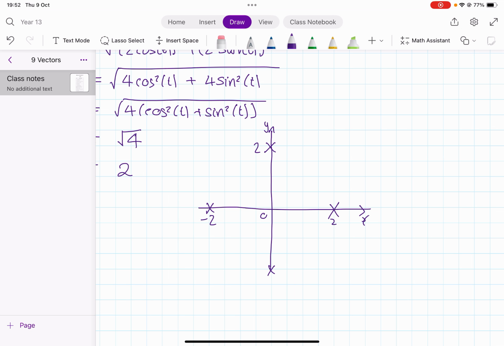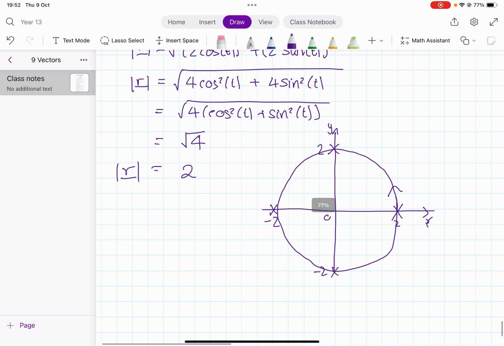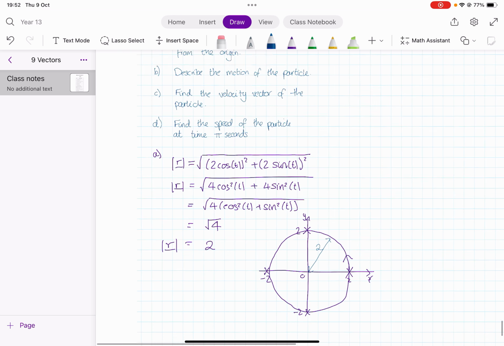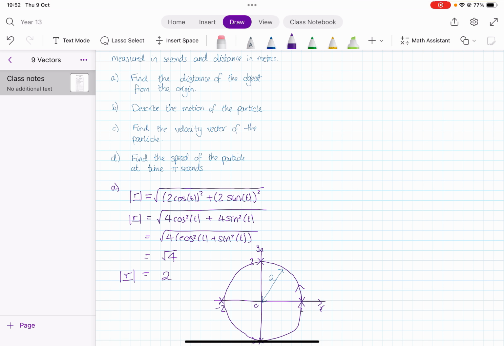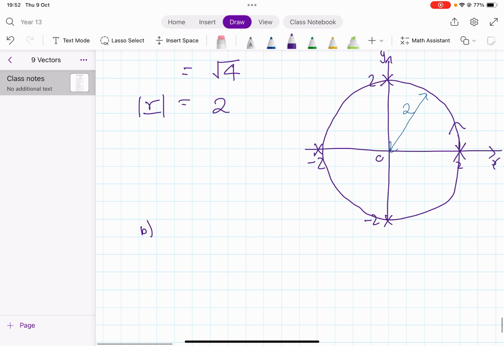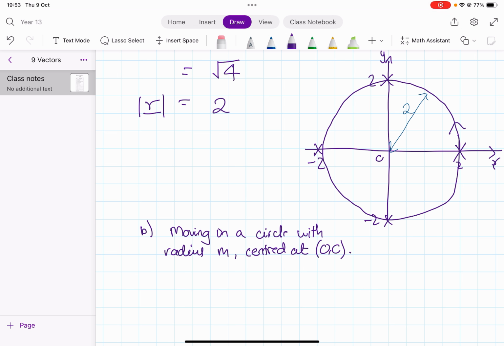Hopefully you're seeing that this object is going to be going around in circles. That's why it can have this constant distance of 2. So it's always going to be 2 from the origin. So I guess that means we've also done part B, describe the motion of the particle. It is moving in a circle with radius 2 meters centered at the origin, and it's moving anti-clockwise.